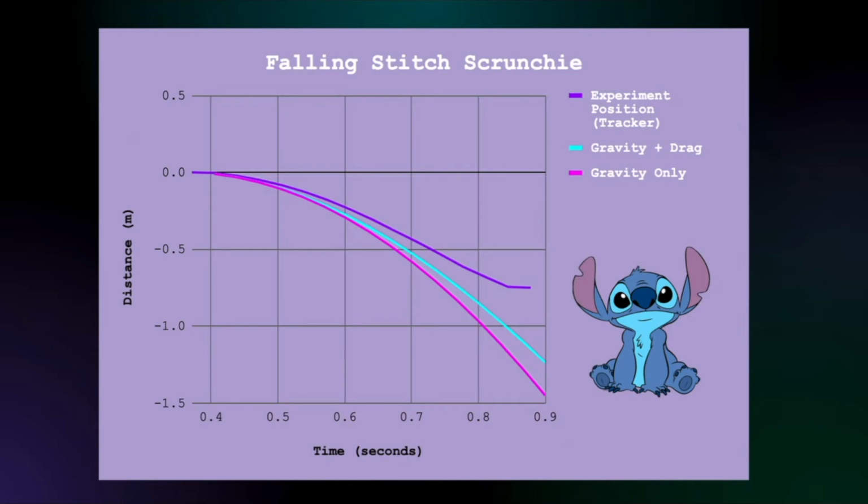the model position of gravity plus drag, and the model position of gravity only. Here we can see they're all fairly similar. There was some variation with the tracker position, and this is due to the previously mentioned fact that there was a hole in the center of the scrunchie which messed with the drag force.